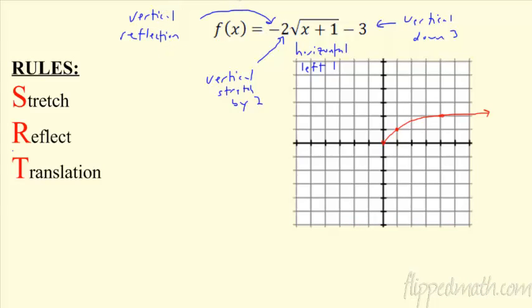Awesome. So when I go to graph this thing, I have to have a set of rules. Everything in math has got these rules. So here are the rules over here. Stretch, that really means the scale factor. How much am I changing it? But a lot of people just call it the stretchiness of it.